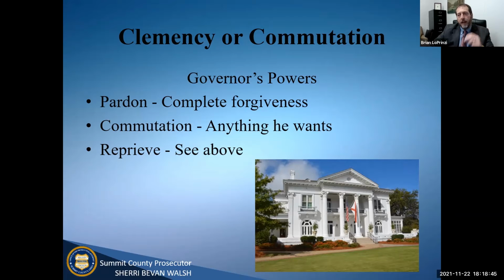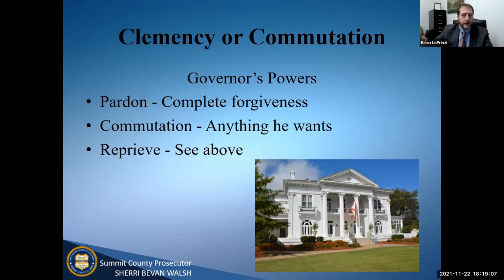And so they can try and convince the governor to pardon the person completely. So if it's an issue of innocence, they can say, okay, I find that this person is not guilty and I'm going to pardon them from anything that they've done, whether they did it or not. They're forgiven. Case gone, okay? It's like it never happened.